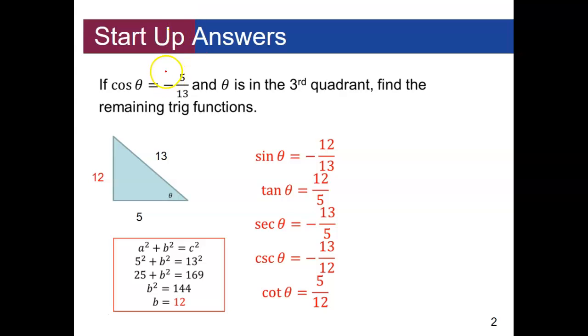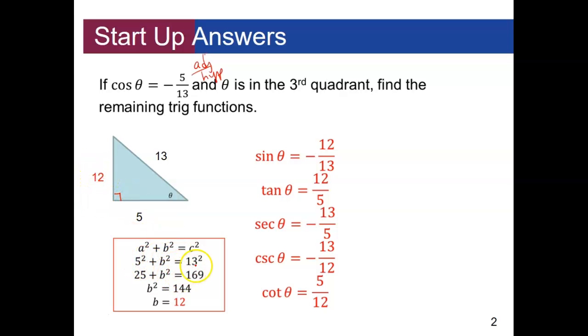For this one, I would suggest setting up a right triangle. It doesn't really matter which direction the triangle turns. Just set this up, pick one of your acute angles to be your theta, and then in relation to that, cosine is adjacent over hypotenuse. So my adjacent side, I'm going to put 5, and my hypotenuse is 13 because that's the one opposite the right angle. So then we'd use the Pythagorean theorem to find our missing side, which would be this 12 here.